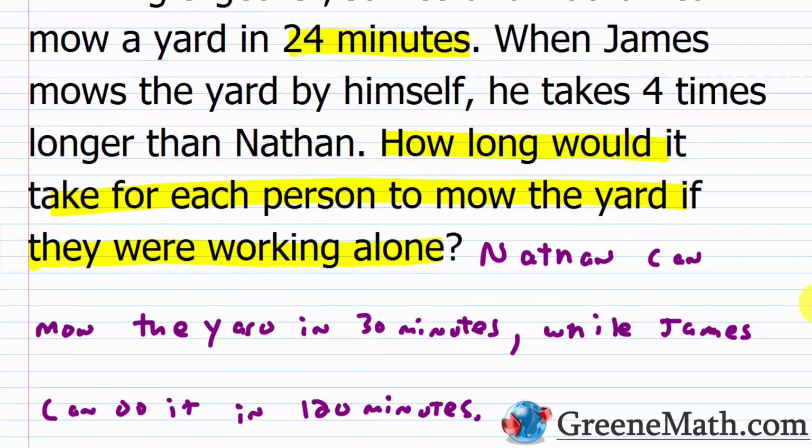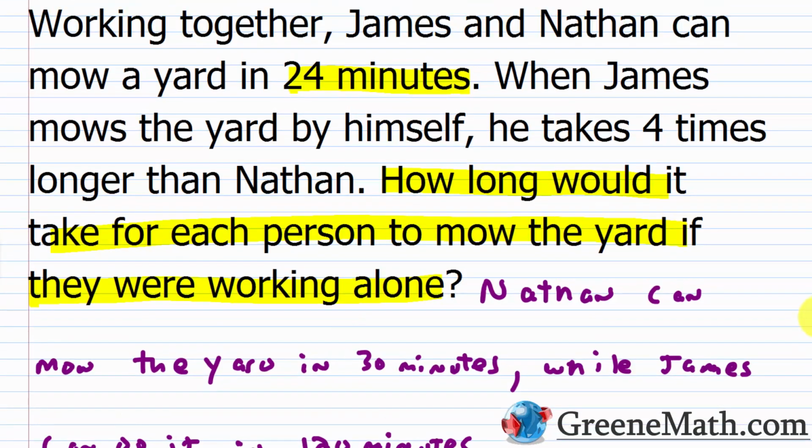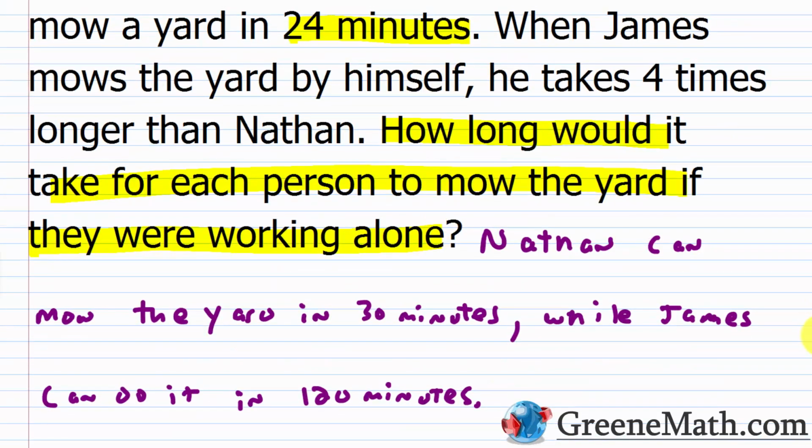Let's kind of scooch up just a little bit. So again, working together, James and Nathan can mow a yard in 24 minutes. So we know that. When James mows the yard by himself, he takes 4 times longer than Nathan. So according to our answer, James does it in 120 minutes and Nathan does it in 30 minutes. So if this is correct, we're good to go, right? Because it is 4 times. 30 times 4 will give me 120. So that part does check out. We just need to make sure that they can work together and get it in 24 minutes.